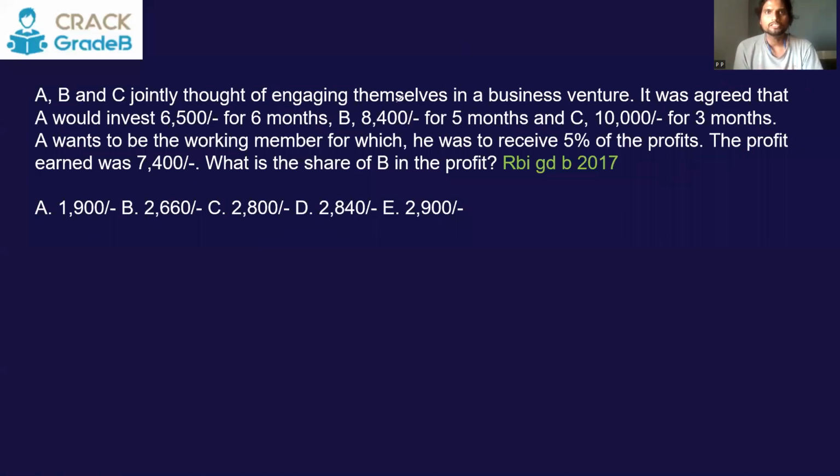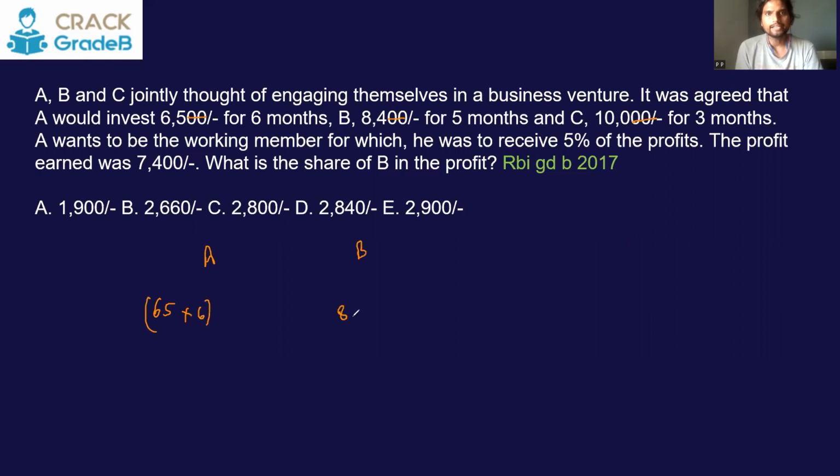Okay, let's see some previous year questions now. A, B, and C jointly thought of engaging themselves in a business venture. It was agreed that A would invest 65 for 6 months. So in the portion of A, we will write 65. We can let go of 2 zeros upfront because it is 0 everywhere anyway. So A invested 65 for 6 months.